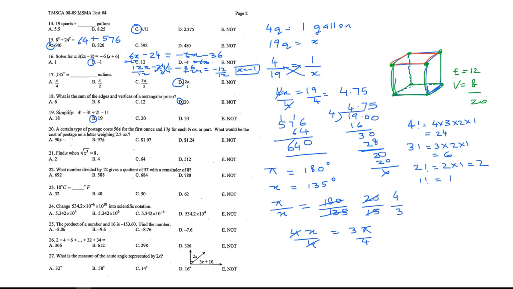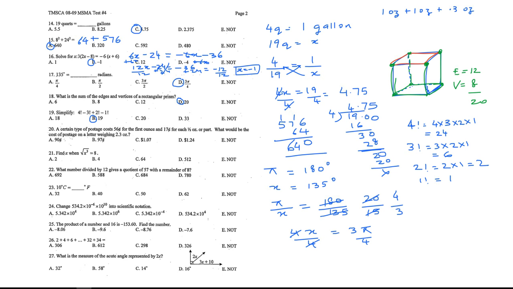Question number 20. A certain type of postage costs 56 cents for the first ounce and 17 cents for each half ounce or part. What would be the cost of postage on a letter weighing 2.3 ounces? So 2.3 ounces is basically 1 ounce plus 1 ounce and plus 0.3 ounce, right?